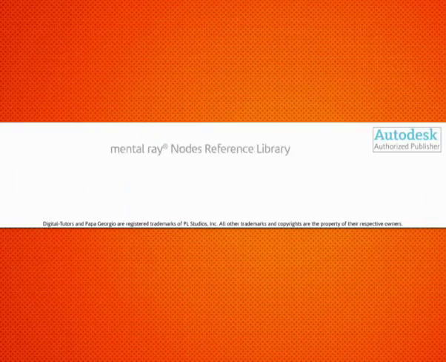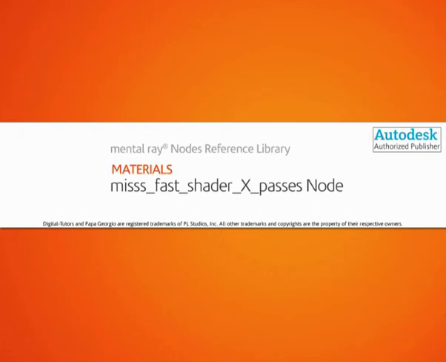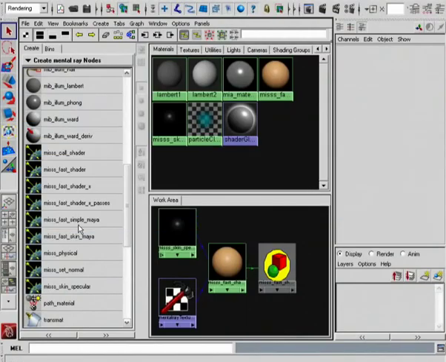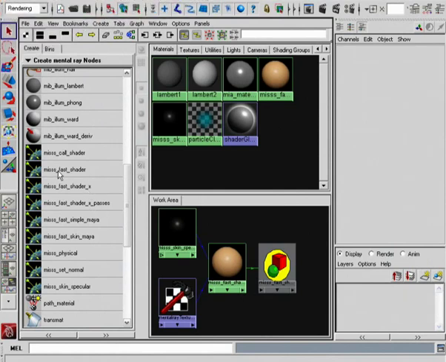In this lesson, we'll take a look at the Fast Subsurface Shader for pass rendering. The node in particular that we're going to be looking at is the MISSS Fast Shader X Passes. So really this is just another variant of the Fast Shader X and the Fast Shader. This particular one is compatible with the new render passes that are now available in Maya 2009, and it is a node that is only found in Maya 2009 and higher.